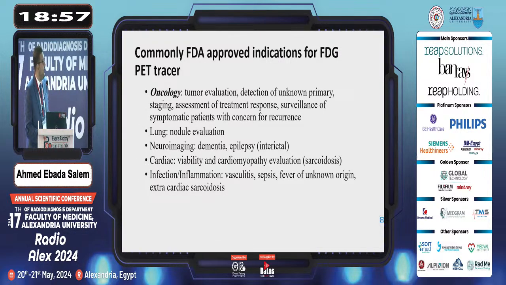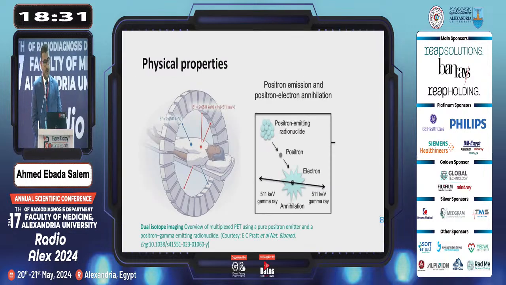Common FDA-approved indications for PET tracer include oncology, for tumor evaluation, detection of unknown primary, staging of tumors, and recurrent disease. Other non-oncology indications include lung nodule evaluation, dementias, cardiac viability, and cardiomyopathy in sarcoidosis, as well as in infection and inflammatory disorders.